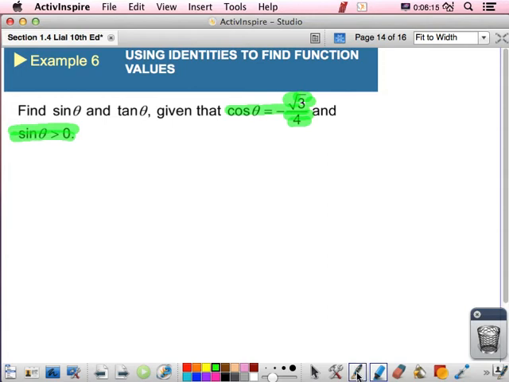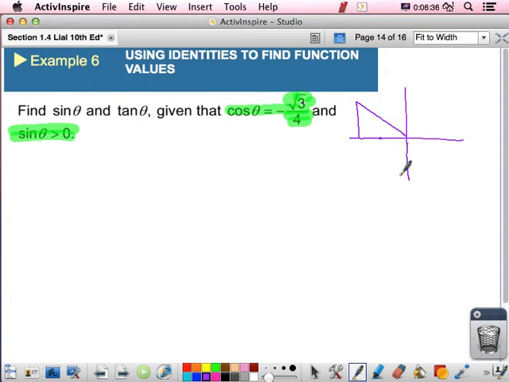So in this case, we know that it has to be in quadrant, which one? 1. It can't be in 1 because this is negative. Oh, I thought. So if cosine is negative but sine is positive, it has to be in quadrant 2, right? Yes? Okay. So it's out here in quadrant 2 somewhere.